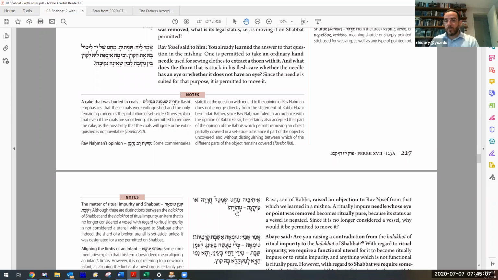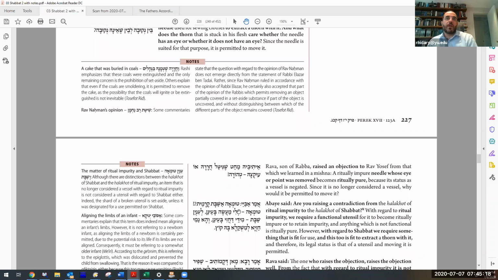Over here in this Mishnah regarding tumah and tahara, it says it's not a utensil. If it's not a utensil, then it's certainly mukseh, right? That's the fourth category.